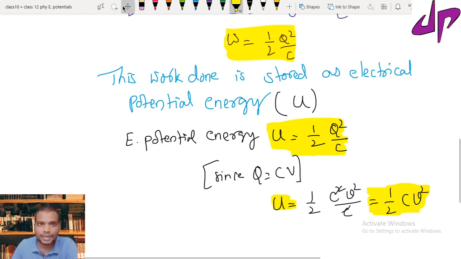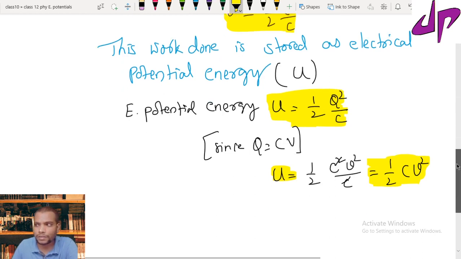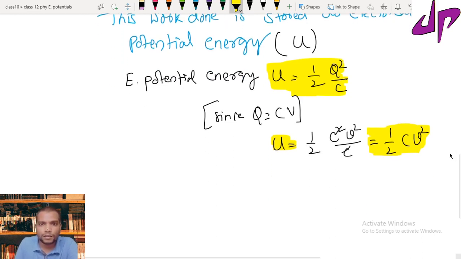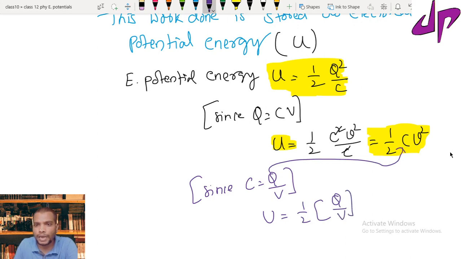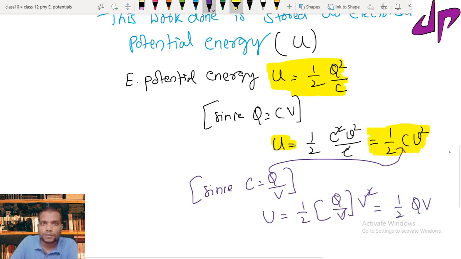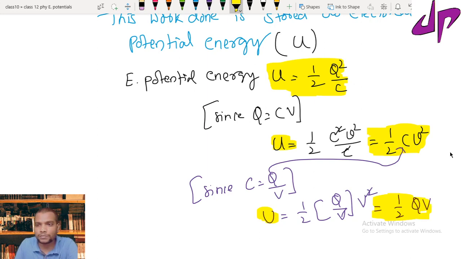Now we can simplify further in terms of charge and potential. Since capacitance C is equal to charge upon potential, we can write U equals half, and in place of C we substitute Q by V, times V square. So one V gets cancelled, and we get half QV. This is the third expression for electrical potential energy in terms of charge and potential.